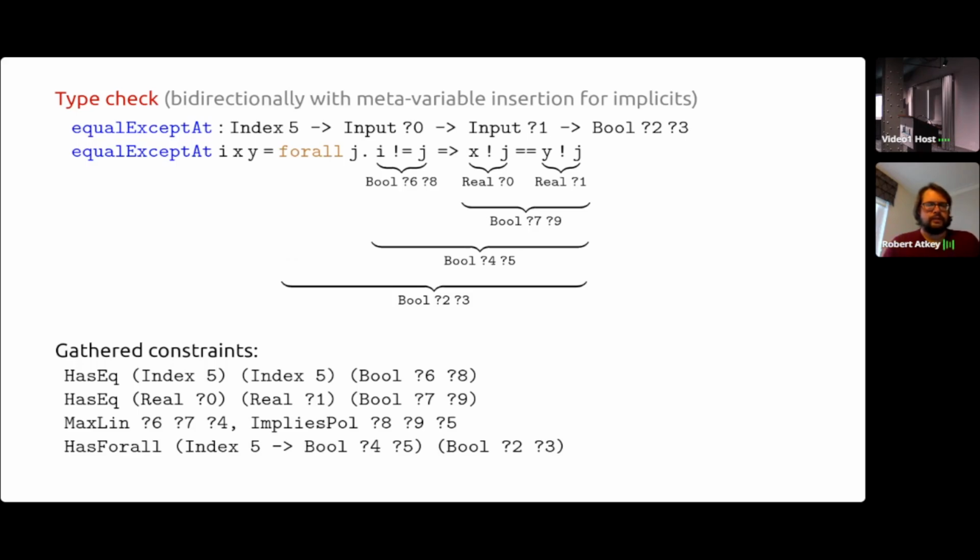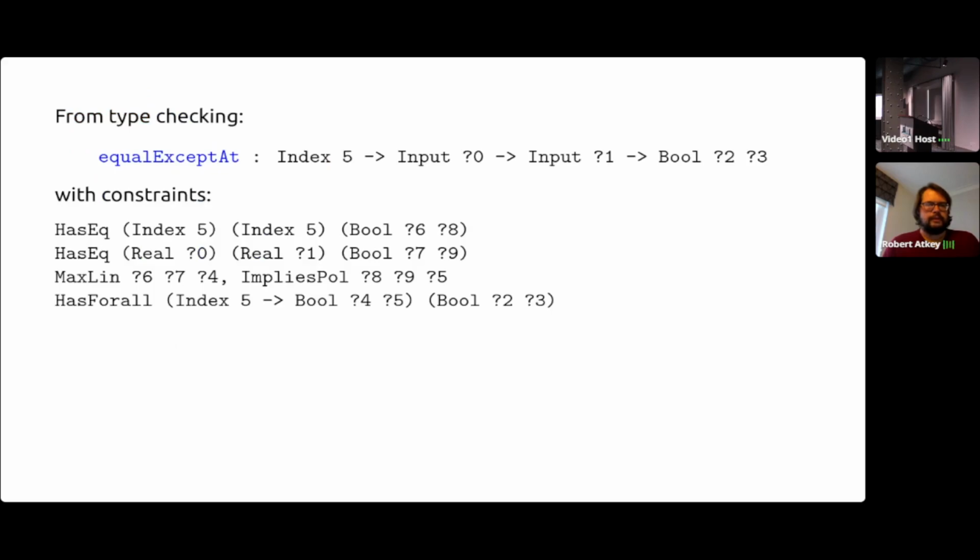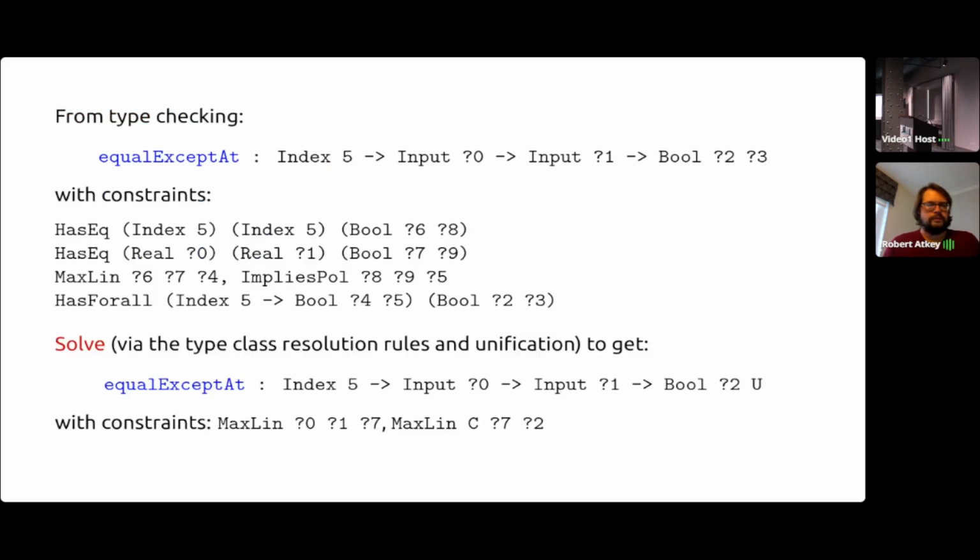So now we've gathered these constraints, I've just written them at the top again, we solve them, and that reduces down to where we learn that the whole property is going to be unquantified, because there was no essential use of quantifiers, or no infinite quantifiers in the property, and we just get these two constraints that the variable 7 should be the maximum of 0 and 1, and the variable 2 should be the maximum of C and 7.